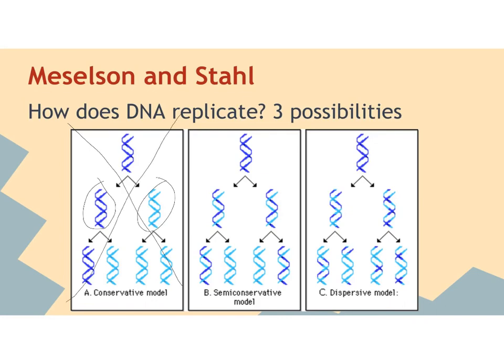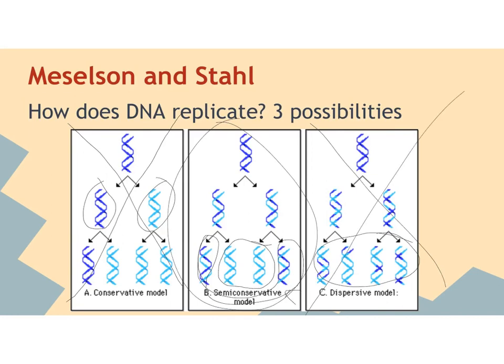On our second replication, in our semi-conservative model, we get one lighter band and one heavier band. In our dispersive model, we still get one band of the same weight. And what we found was, in our second replication, we got two bands. So semi-conservative was correct, dispersive was out.